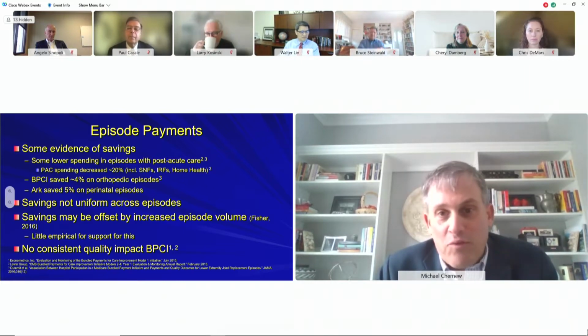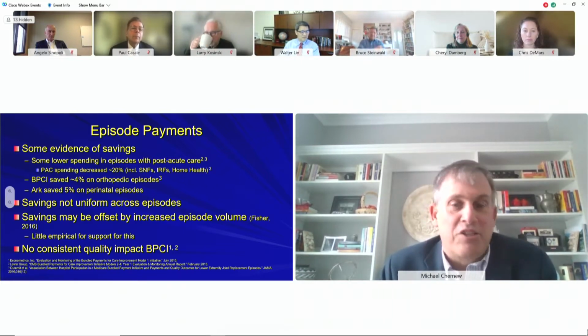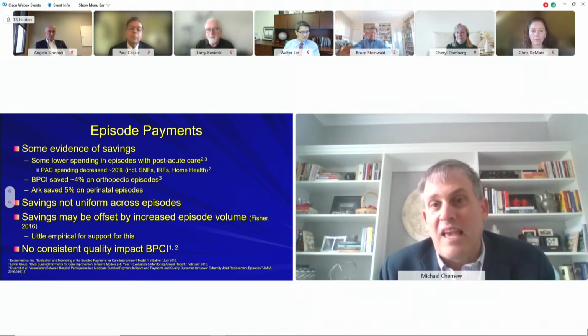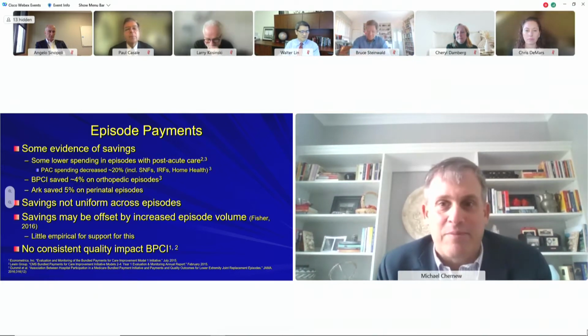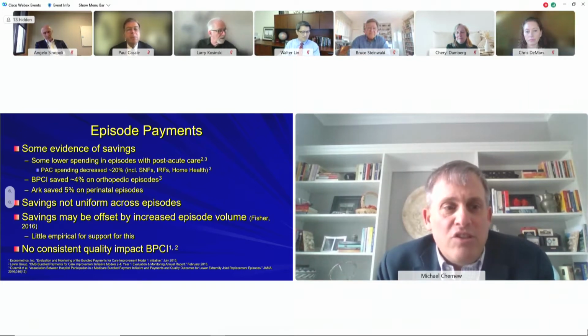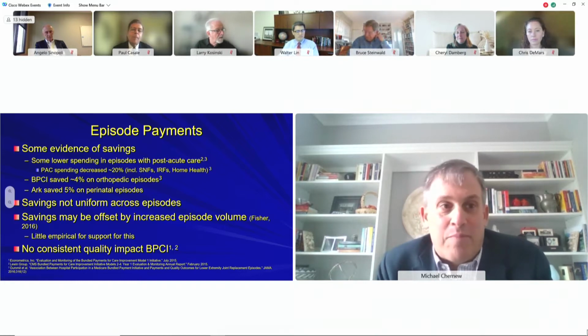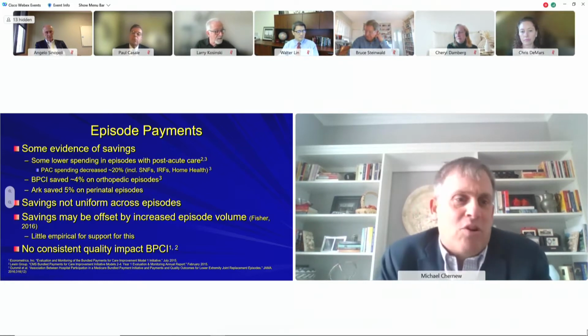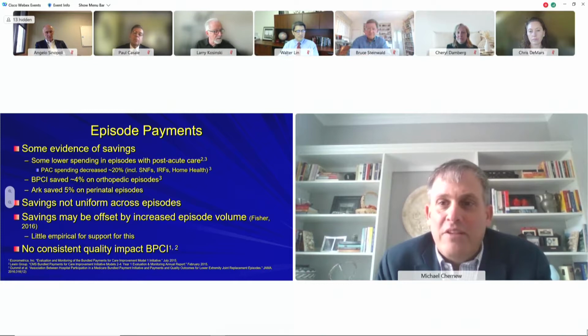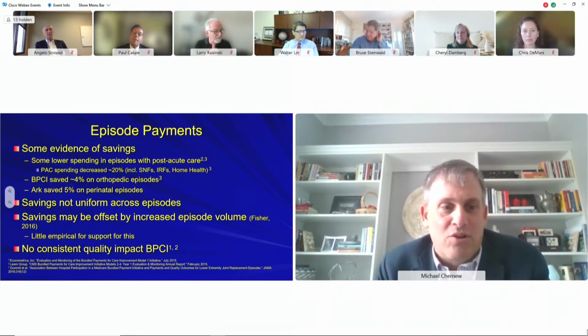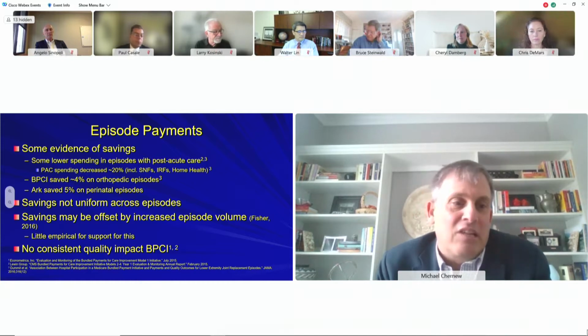The savings are not uniform across episodes. I wouldn't expect it to be uniform across episodes. The savings potential, for example, varies across episodes, and where the savings are varies across episodes. There's been a concern that there's going to be an increase in episode volume associated with this. In other words, you're not paying fee for service, you're paying fee for episode. We haven't seen a lot of empirical evidence of that. So actually, I'm less concerned that people are going to generate a lot of episodes. And again, we haven't seen a lot of evidence about strong consistent effects on quality.